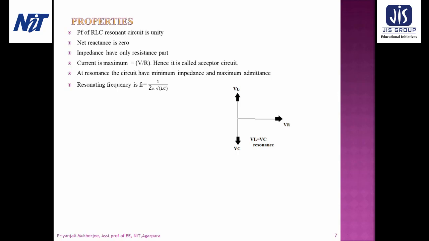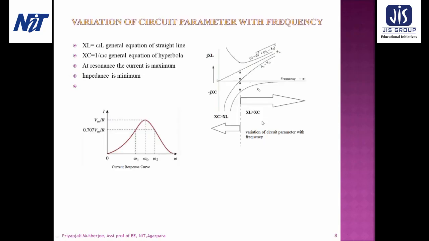The current in the circuit is maximum, equal to V divided by R. At resonance, the line current in the series RLC circuit is maximum, and it can accept the maximum current, hence it is called the acceptor circuit. At resonance, the circuit has the minimum impedance as well as the maximum admittance, and the resonating frequency becomes 1 by 2 pi root LC. In resonating conditions, VL and VC have the same magnitude and cancel out, so the only voltage is VR, and it acts as a purely resistive circuit.